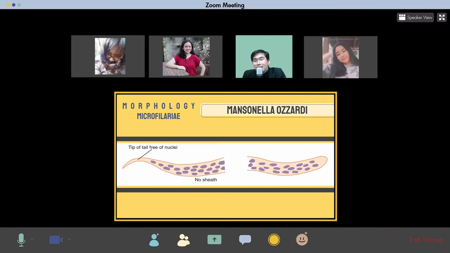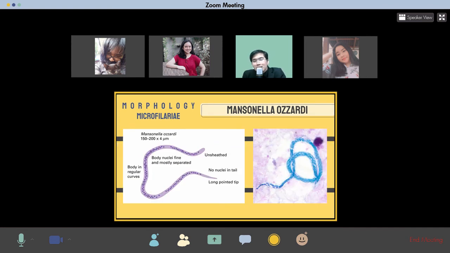The same is observed in this next slide, which shows the features of the microfilariae in more detail. Again, it has been established that these can be 150 to 200 by 4 micrometers long. It is unsheathed, the tail is long and pointed, and free of nuclei. The nuclei are fine, plentiful, and well distributed in the body. As you can see, there are segments, there is separation.